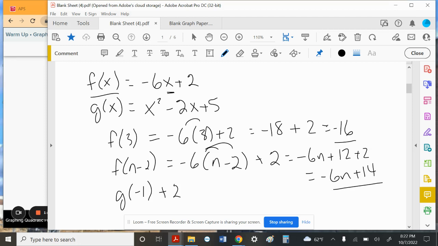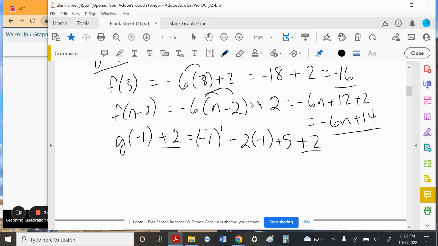Okay, g of negative 1 plus 2. Notice the plus 2 is on the outside, so I am just plugging in a negative 1 into that. So I have negative 1 squared. Make sure whenever you have a squared, you put parentheses around it because negative 1 times negative 1 is positive 1. And then minus 2 times negative 1 plus 5. And then right on the outside, I have this plus 2 here, so I add that in there. And so then I go ahead and do the math there.